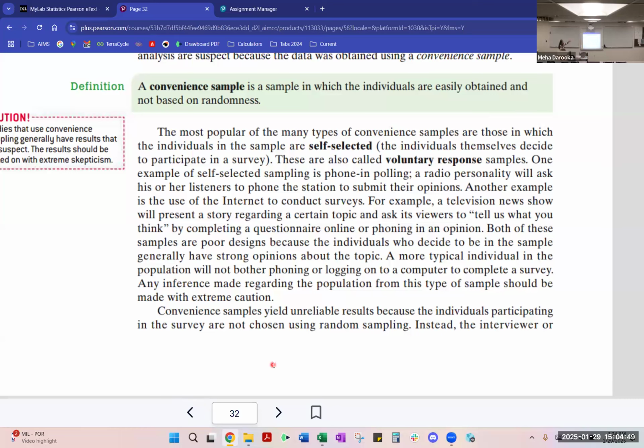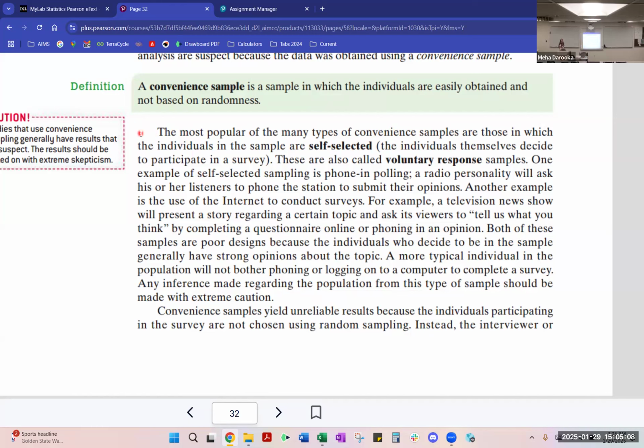So just some terminology that you should see in that paragraph underneath the definition. We're saying the most popular of the many types of convenience samples is one in which the individuals themselves decide to participate. So that would be self-selected. These are also called voluntary responses.